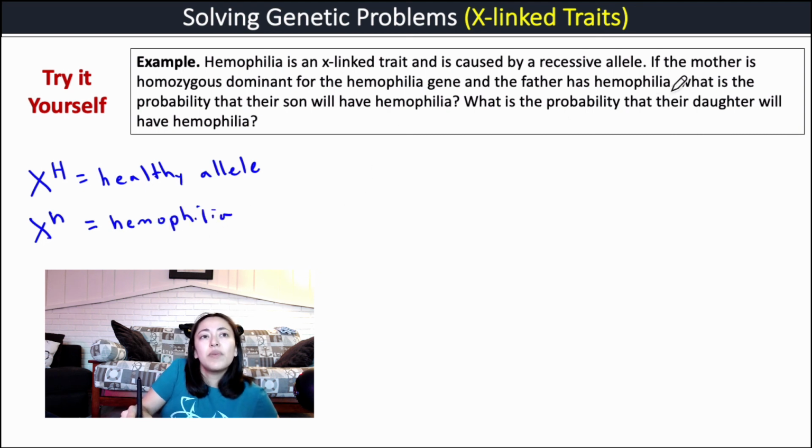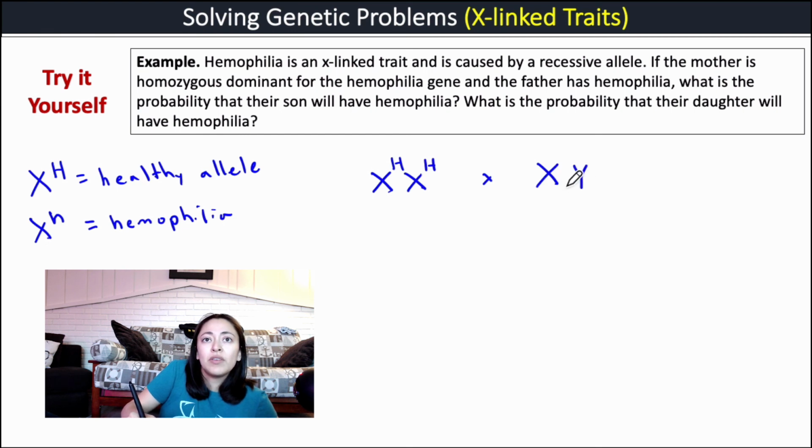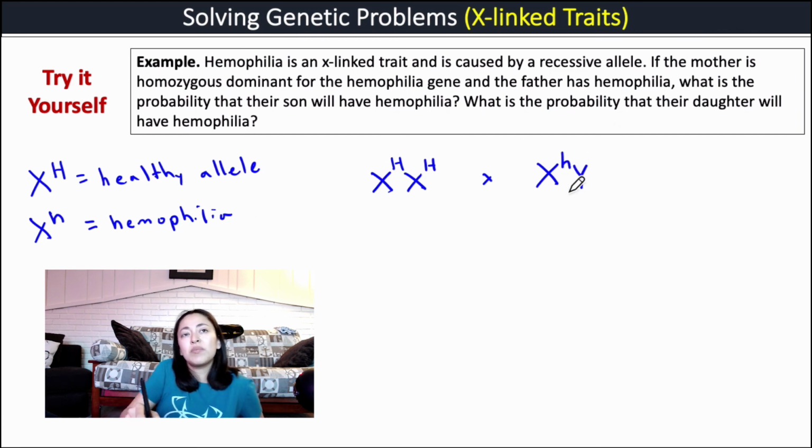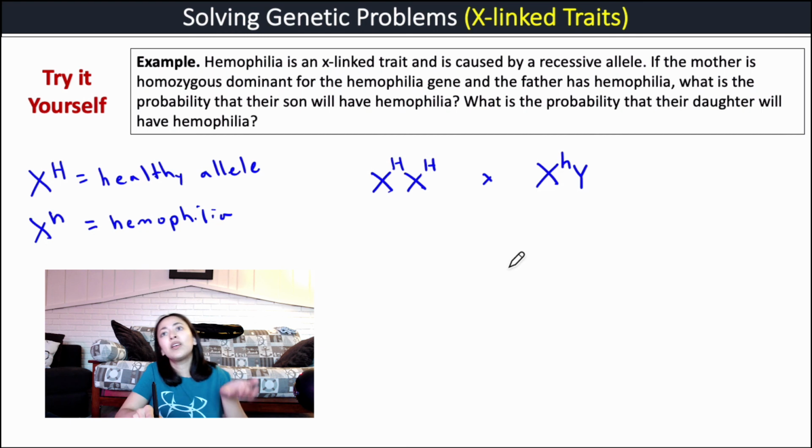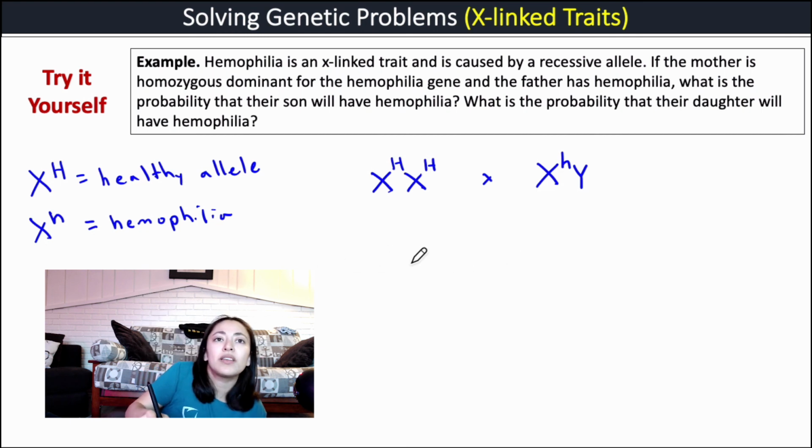And if the mother is homozygous dominant for the hemophilia gene, so remember the mother has to be XX, she's homozygous dominant. She's got 2 big H's. And the father has hemophilia, so he is XY. In order for him to have hemophilia, what has to be linked to the X chromosome? The little h. And the same thing again. What's the probability their son would have hemophilia? What's the probability their daughter would have hemophilia?